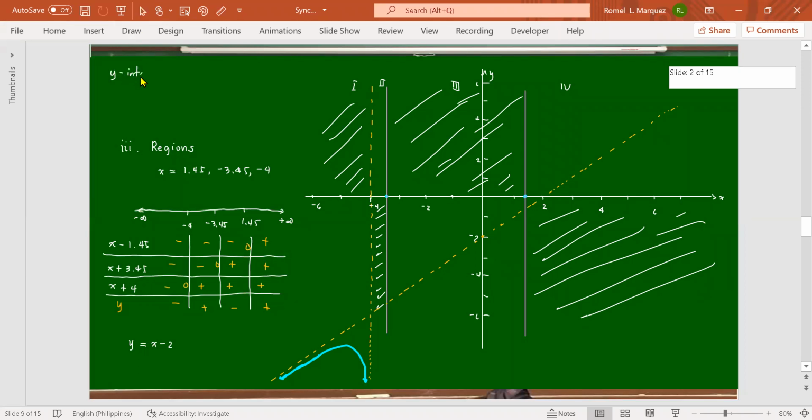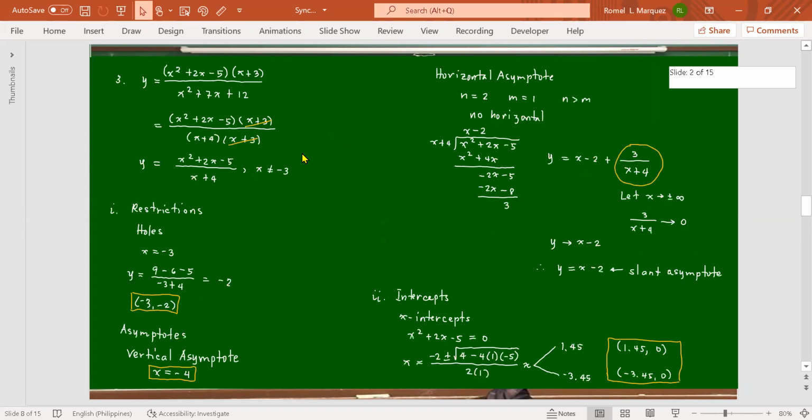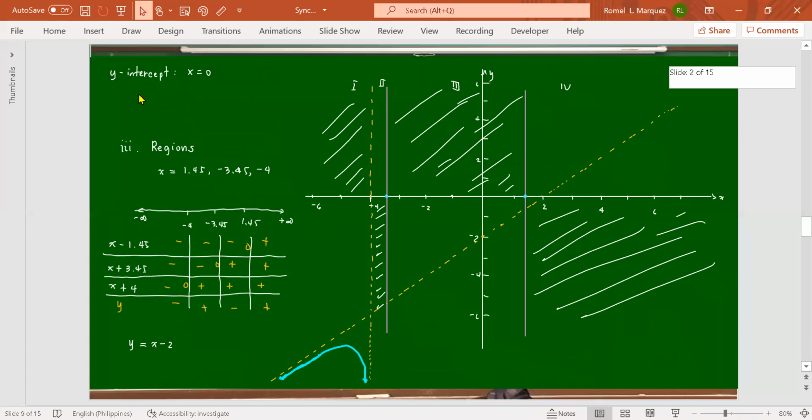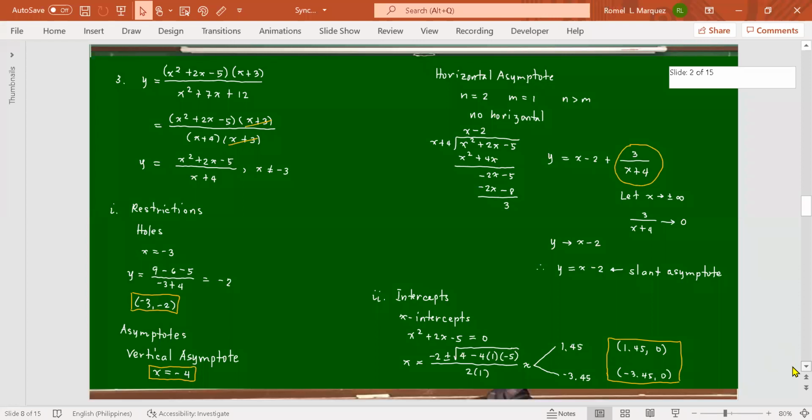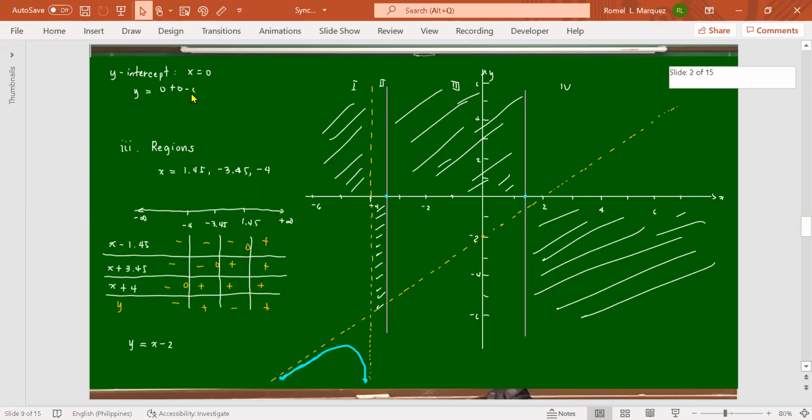Y-intercept. Sara, alam natin where the graph will pass. Y-intercept, when x is 0. So when x is 0, the y is negative 5 over 4. Tama ba, children? Yes. So again, y equals 0 plus 0 minus 5 all over 0 plus 4. Saan may intersect? Negative 5 over 4, or that is negative 1.25. Am I right?